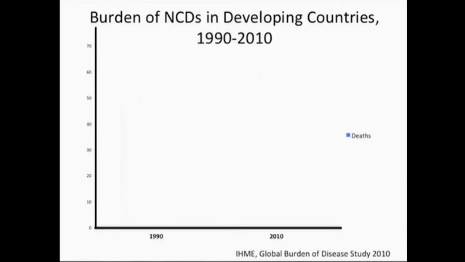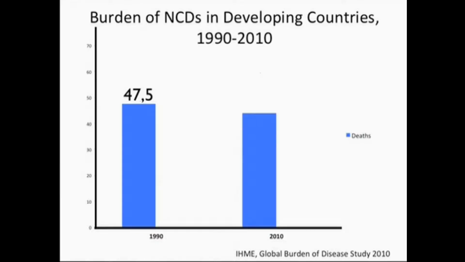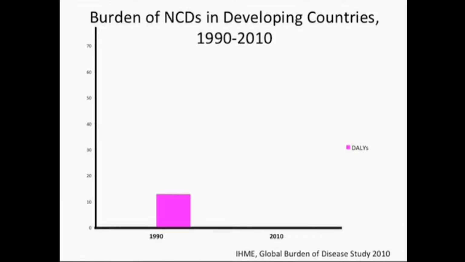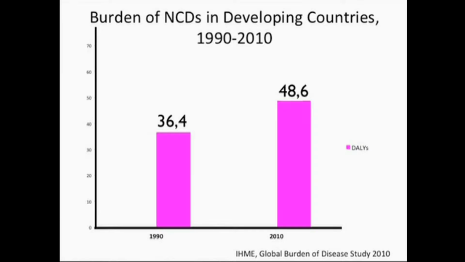According to the global burden of disease, the deaths attributable to non-communicable diseases in developing countries increased from 47.5% to 58.3% over the period 1990 to 2010. The corresponding figures for the disability-adjusted life years was an increase from 36.4% to 48.6%.